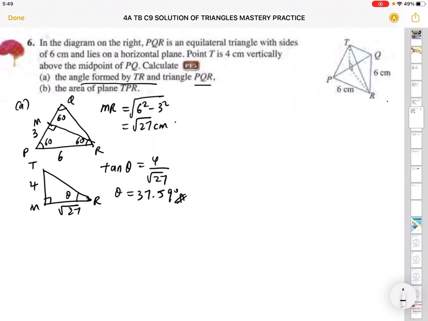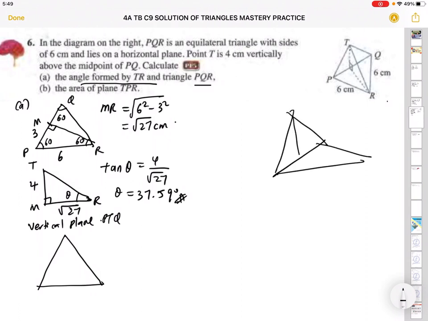How do you find the area of plane TPR? Okay, TPR is on the other side. It's a slanting plane. Before you find the slanting plane, let's just focus on the vertical plane PTQ, because PTQ is perpendicular to the base PQR. PQR is on the surface, PTQ is here, it's perpendicular here. I hope you know. I just draw this out so that I can find the area of TPR. To find TPR, I need to find TP and I need to find TR.